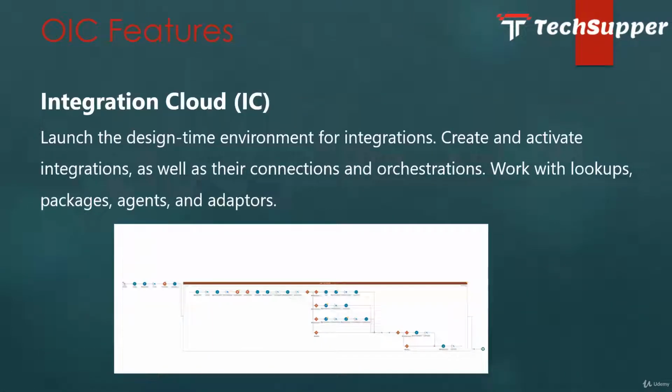So now if we talk about the OIC features, I said that OIC is totally divided into three parts. The first is the Integration Cloud. What is Integration Cloud? It launches the design time environment for integrations. It allows us to create and then activate integrations as well as their connections and orchestration. It allows us to work with lookups, packages, agents, and then adapters.